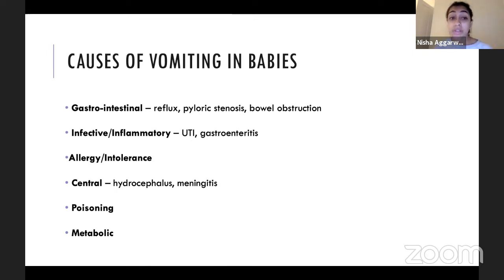Your central causes, so I've mentioned hydrocephalus, meningitis. Always think about poisoning as well. This can be accidental or non-accidental injury, so just think about that. And metabolic. There are children with complex metabolic disorders. They are screened for 6 of them at the newborn heel prick test, but obviously there are thousands of metabolic disorders. So any child who comes in with vomiting and is really unwell, possibly with low blood sugars, it may be worth thinking about metabolic causes, but that's something you will exclude far down the line. I wouldn't say that as your number one cause, but it's just something to consider.